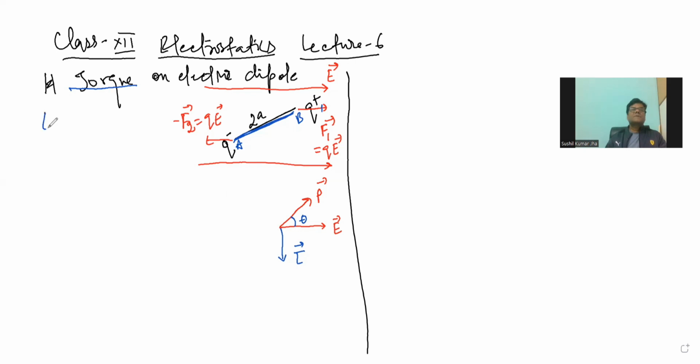Now we know the torque is equal to magnitude of either force and the distance between them. The magnitude is QE, but what about the perpendicular distance between them? When we find perpendicular distance, it will be this BC. Angle is theta, so BC would be how much? 2a sine theta, right?